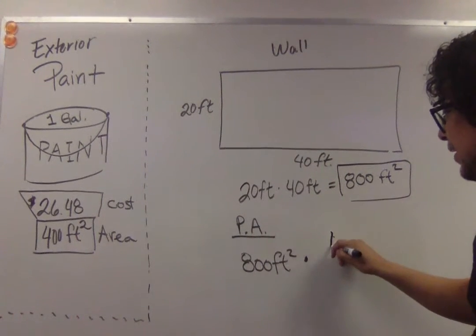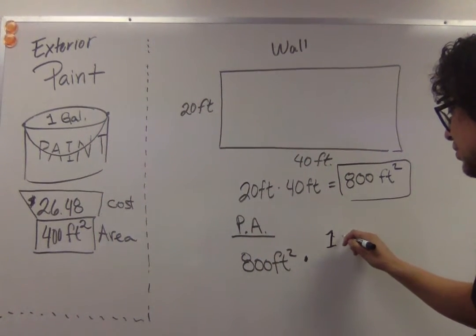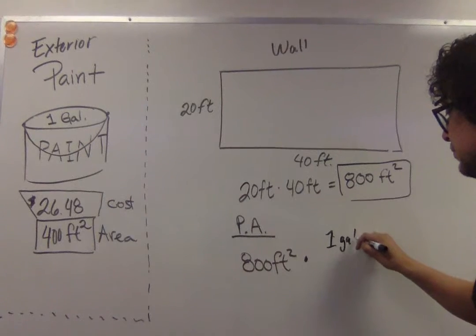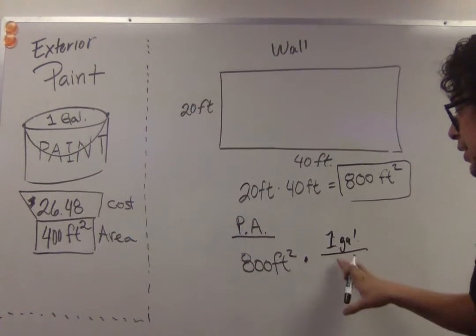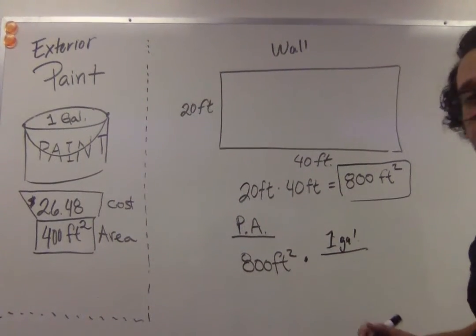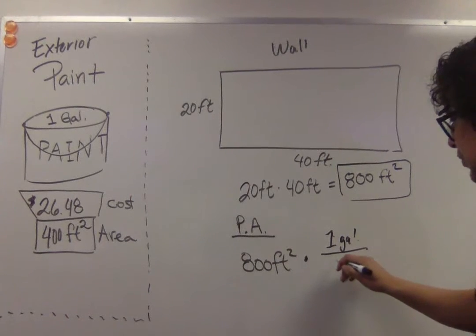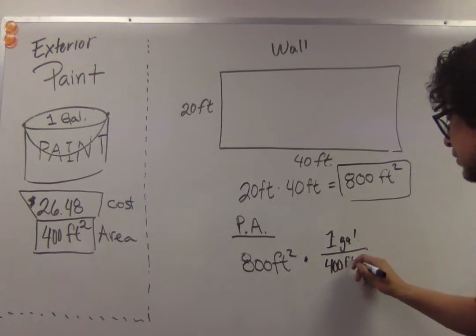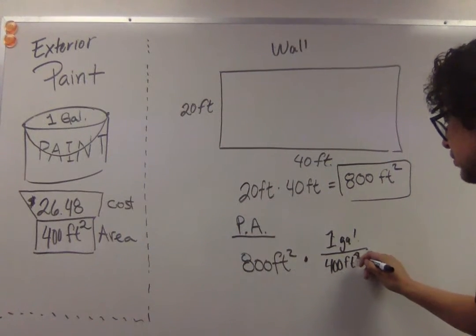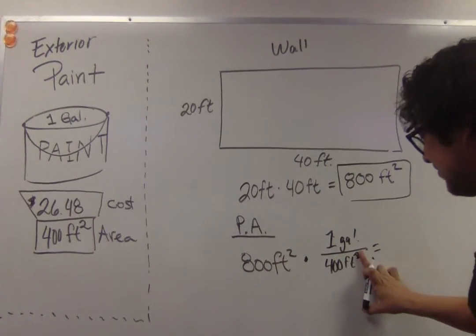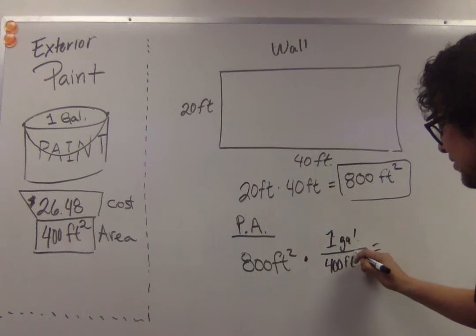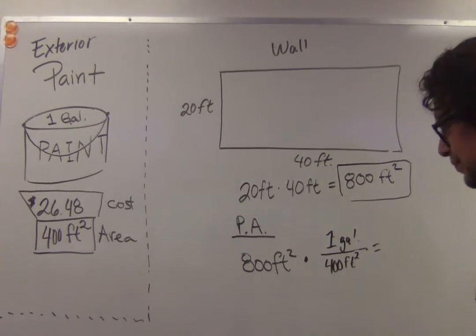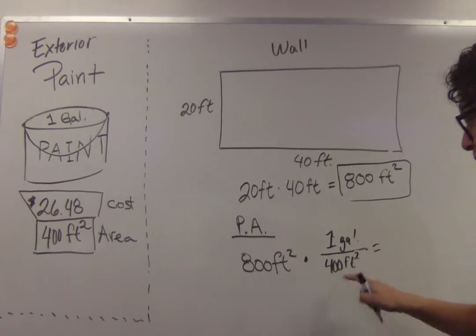So I'm going to put my gallons on top of my ratio. So 1 gallon. And underneath, I'm going to put the area that it covers. So 1 gallon over 400 feet squared. Oops, squared. Sorry about that. I'll rewrite it. I make mistakes all the time. Cool. So now I just need to multiply.